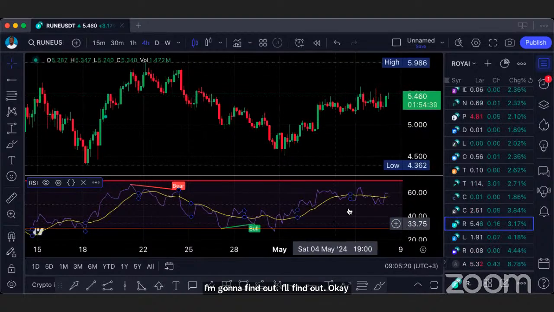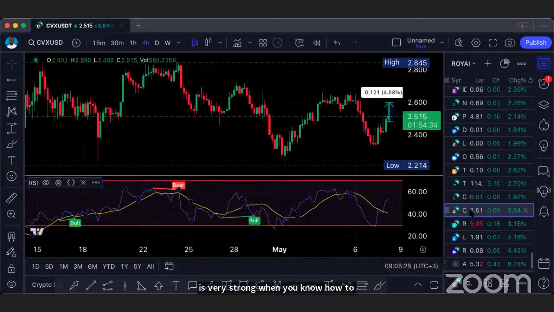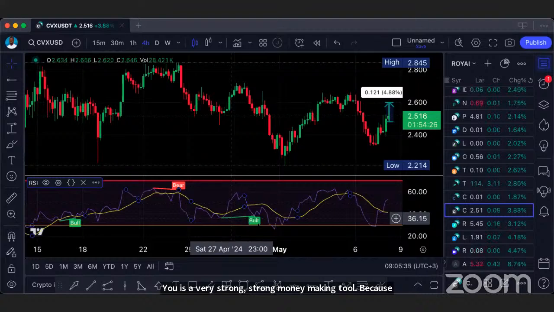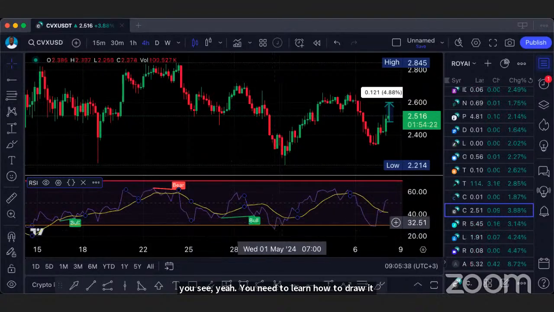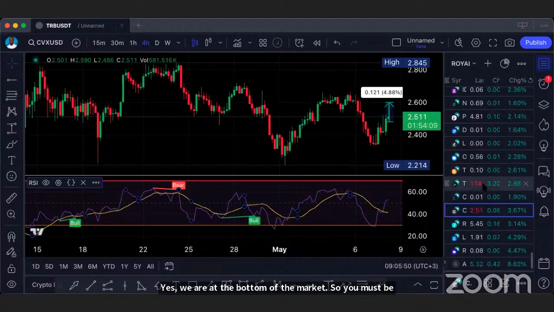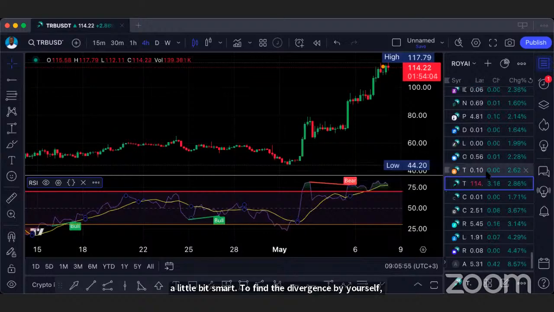Okay, but the divergence is very strong when you know how to really find it out. It's a very strong money making tool because you need to learn how to draw it yourself, because like it showed here, but there was a strong divergence just here at the bottom of the market. So you must be a little bit smart to find the divergence by yourself. Once you learn how to draw it by yourself, my friend, you'll enjoy this market.